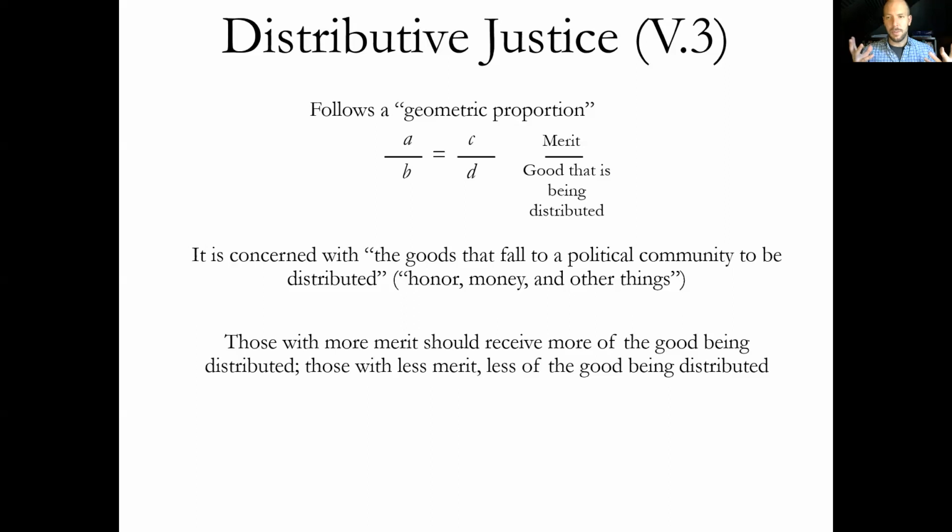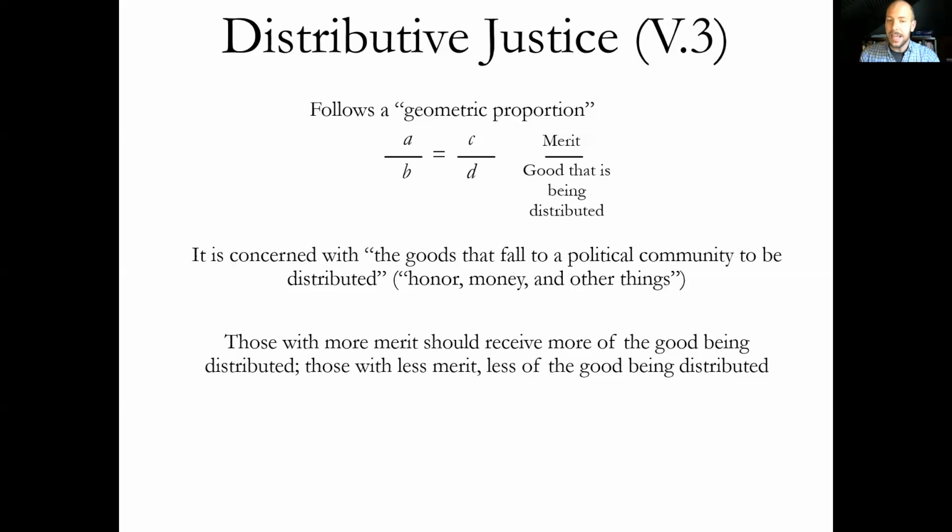That's strictly speaking unequal, but it's equal in the following sense. The proportion is equal. My merit compared to the good that's distributed to me is proportionate to your merit and the good that you receive. If my merit is A and your merit is C, my good is B, your good is D. B and D might be unequal.